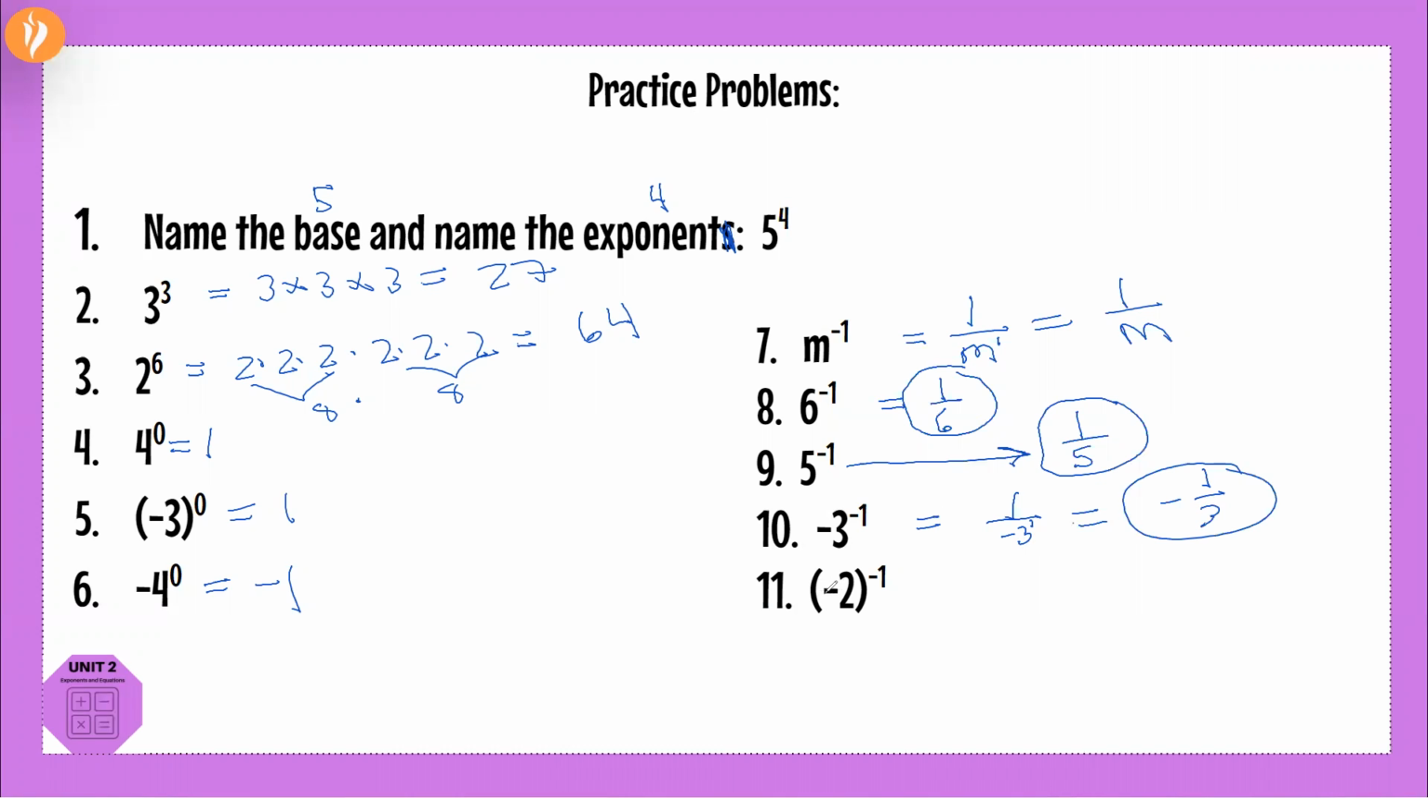And then number 11, we have the same thing, negative 2. So negative 2 to the first power is going to be negative 2, right? So negative 2 is not going to change. It's still negative, but the negative 1 drops it down to the denominator. It becomes a positive 1. So my final answer would be negative 1 over 2. Negative 1/2.